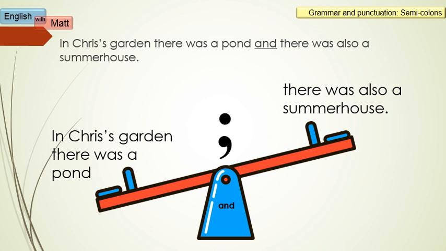So this would now get you slightly more marks because you're demonstrating complex punctuation use, which the original sentence did not. So the sentence would now read, in Chris's garden there was a pond; there was also a summer house. And that would be an effective use of a semicolon. We're just replacing the and with a semicolon essentially.